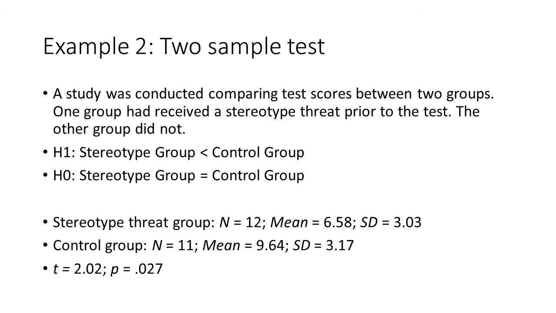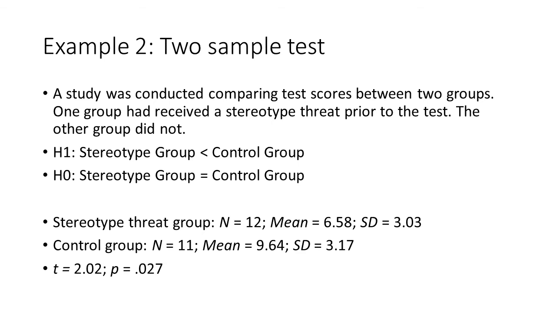So in a previous study, a study was conducted comparing test scores between two groups. One group received a stereotype threat prior to the test, the other group did not. You don't have to know what stereotype threat is. This is just one study that used two different groups and measured an outcome. Their hypothesis was that the stereotype threat group would perform more poorly than the control group. So that means the null hypothesis being the stereotype group and the control group are going to be equal.